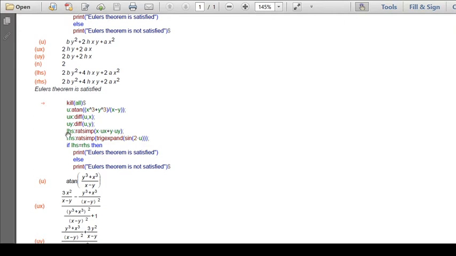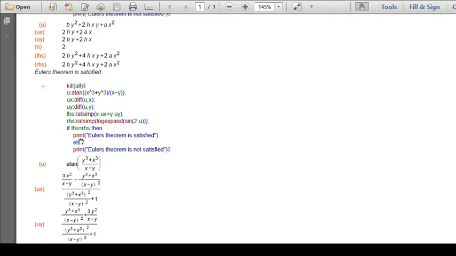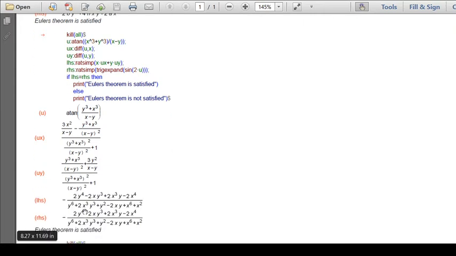Now find the left hand side of Euler's theorem, that is the rational simplification of x into dou u by dou x plus y into dou u by dou y. And the right hand side is a rational simplification of sine 2u. Since this is a trigonometric function, you have to use trig expand. If you expand it, then only you can get the answer in the required form. Trig expand of sine of 2, that is the degree of homogeneity, into u, the given function. So you'll get LHS and RHS.